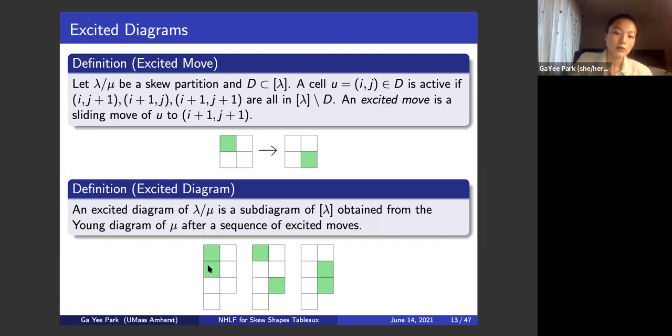For this example, we see the pattern over here. So we can slide this colored corner down diagonally to here, and this is our next excited diagram. That opens up this box, so we have another pattern here. So we can slide this corner down diagonally, and we have another excited diagram. And this move terminates because these colored corners can't go anywhere else. This tells us that there are 3 excited diagrams for this particular skew shape.